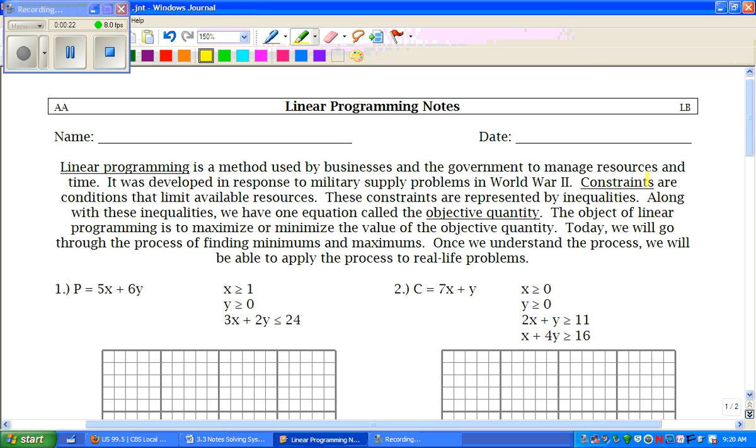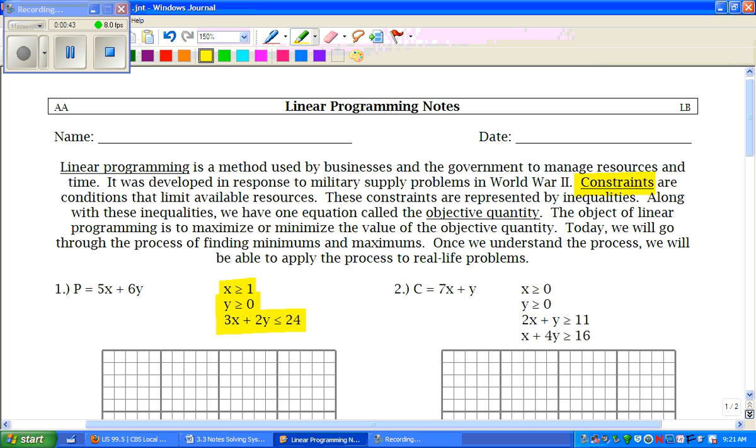Constraints are conditions that limit available resources. These constraints are represented by inequalities. So if you look down below, all of your inequalities are your constraints. And for today, they will be set up for you. Next week, you're going to have to set them up yourself.